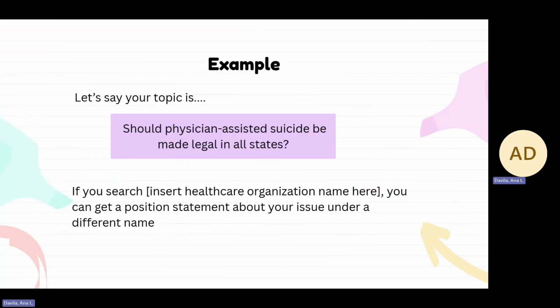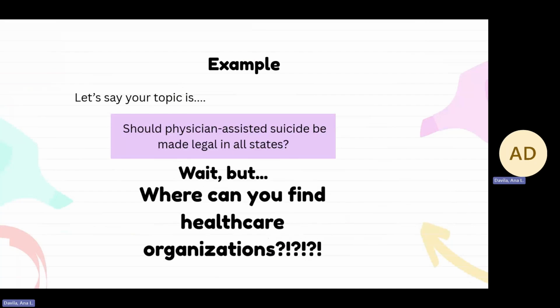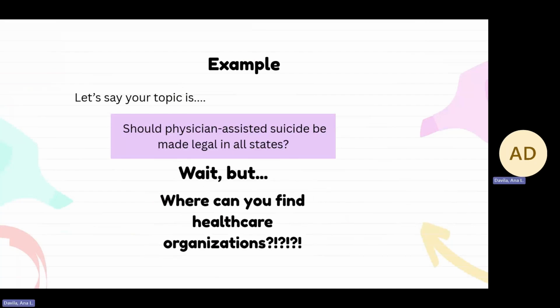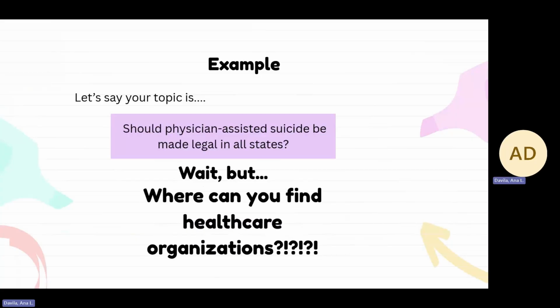So let's say your topic is, should physician-assisted suicide be made legal? So if you insert healthcare organization in here, you can get a position statement about your issue under a different name. But where can we find the healthcare organizations? Do you know where to find healthcare organizations? Can you name one right now?